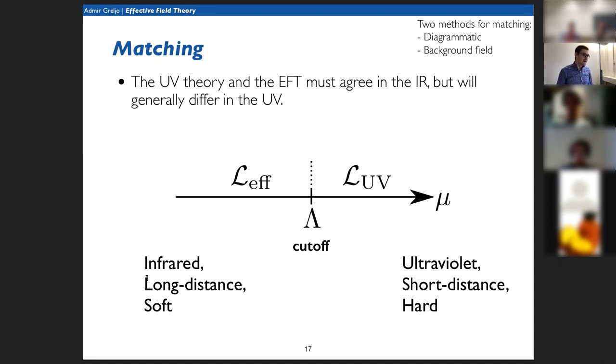Okay. So there is this interesting terminology in the literature. Things that are connected to high energies are called ultraviolet, short distance, or hard. And things that are connected to low energies are called infrared, long distance, or soft. Just to keep this in mind. One technical detail: there are two different methods to do the matching procedure, diagrammatic and background field. And in the second lecture, we will do one explicit calculation of diagrammatic matching.